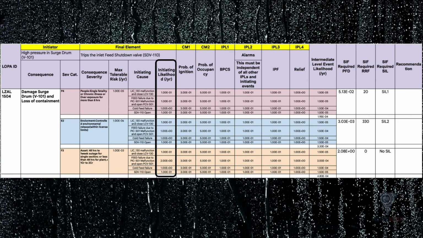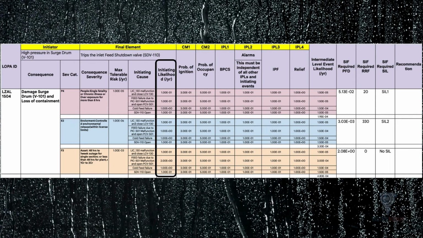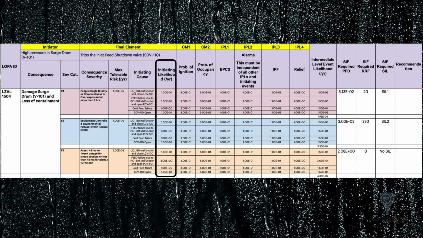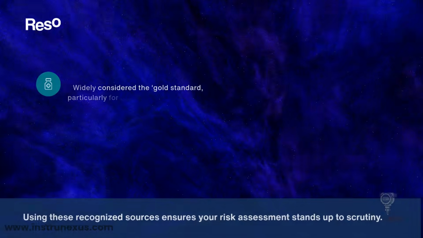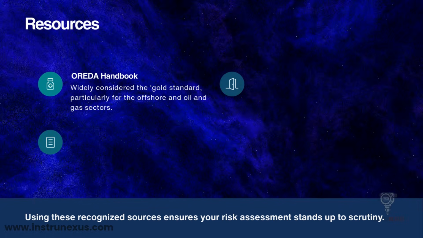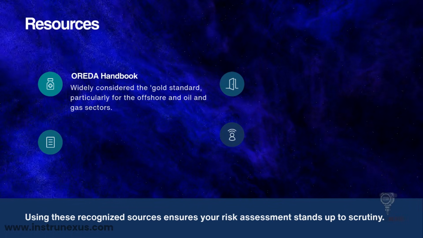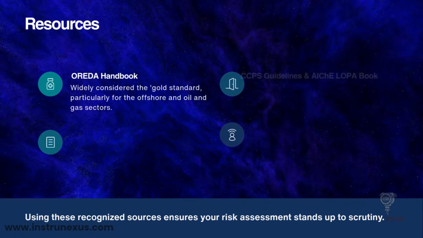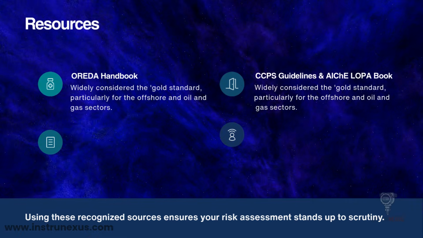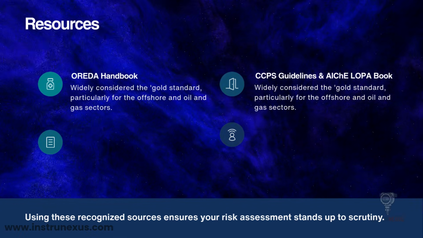Next, move on to initiating event frequency. This is the table we refer to for initiating event frequency. This data are from a variety of reliable sources. For equipment failure rates, the OREDA handbook is widely considered the gold standard, particularly for the offshore and oil and gas sectors. For the broader process industry, the most common references are the CCPS guidelines and the AIChE LOPA book.